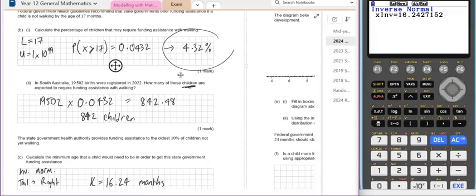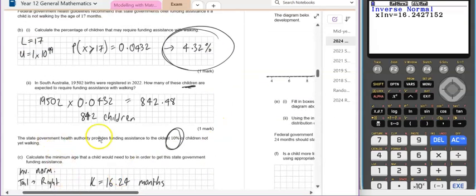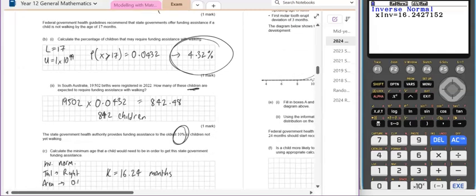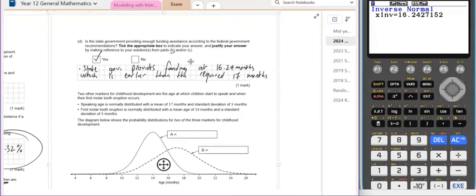The other thing you could say there as well is that the number here, 4.32%, is actually a lot less than the 10% here. So the state government actually provides assistance to 10% of children who are not yet walking, whereas it's only recommended that 4.32% of children will require assistance. So that's another solution you can provide there if you're referring to part B of your working out. All right, let's keep moving on.